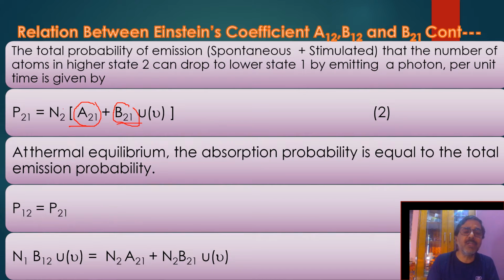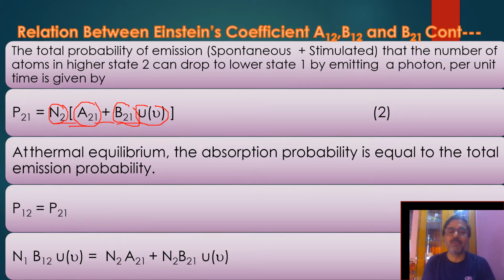Spontaneous emission is directly proportional only to the number of atoms, because you are not giving any energy to it. Stimulated emission is directly proportional to the number of atoms N2 and the energy density that you are providing to the atom, right? So we have added both of them. So this is your total emission. In the previous case we saw the total absorption, and this is your total emission.